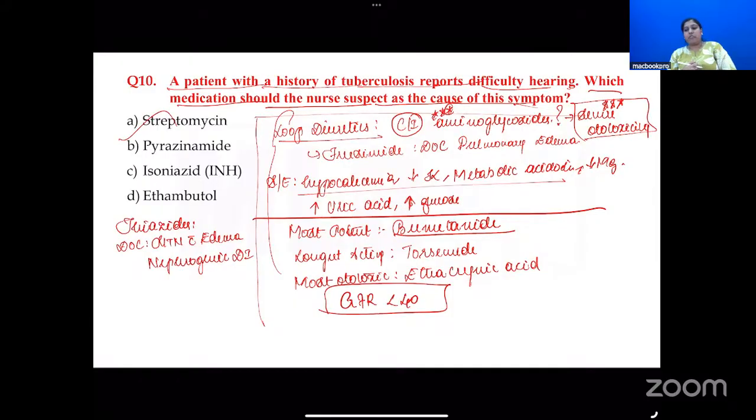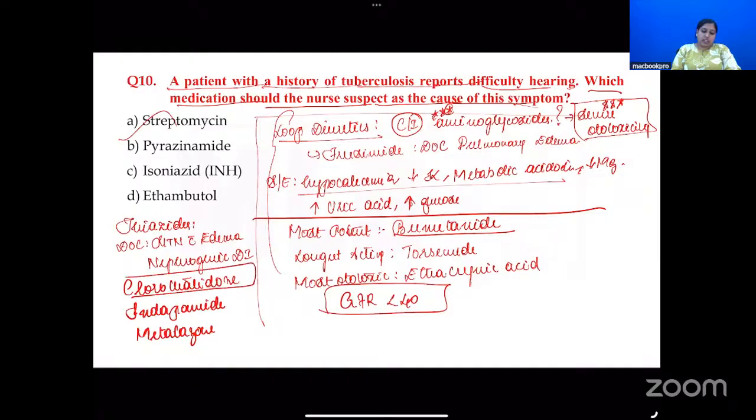So what are all the drugs we have? We have chlorothalidone, we have indapamide, and at last we also have metolazone. So now answer me. Among this drug, which is the longest acting drug? The longest acting drug is your chlorothalidone. That is the longest acting drug among your thiazide diuretics. Thank you so much, dear. So chlorothalidone is the longest acting drug among your thiazide diuretics, right?